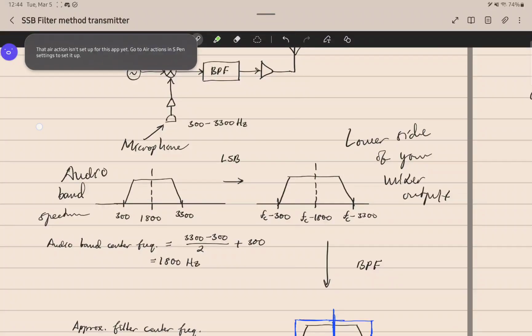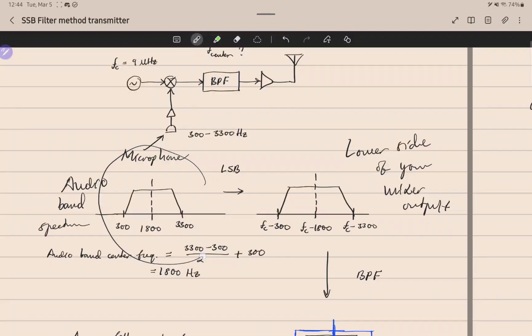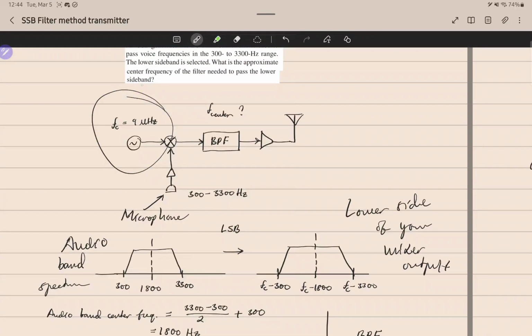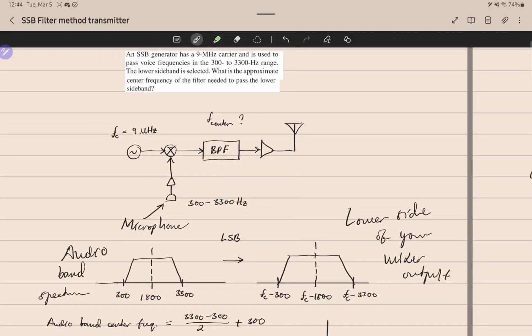So let's look at the center frequency of this audio band. That adds up to 1800. This is just simple math, calculating the distance. So that's 1800 hertz. What happens if you mix this audio input with a carrier signal of 9 megahertz? Sorry, I got it flipped. Your audio in is actually your modulating signal, and your carrier signal is 9 megahertz, of course.